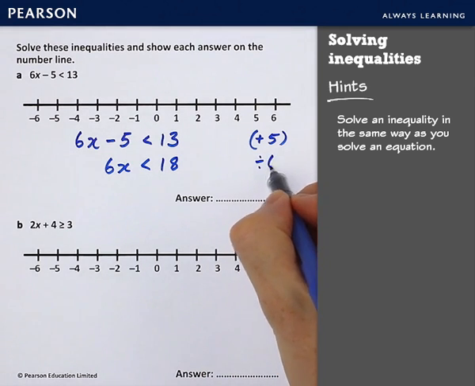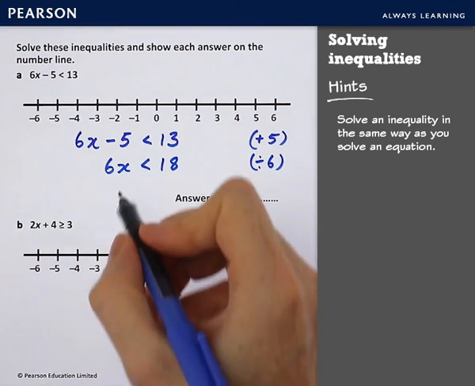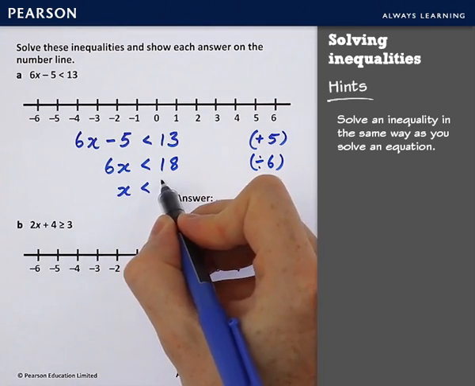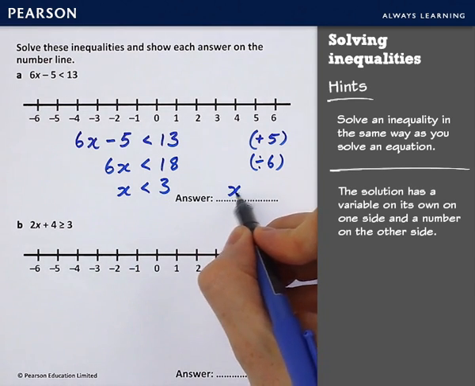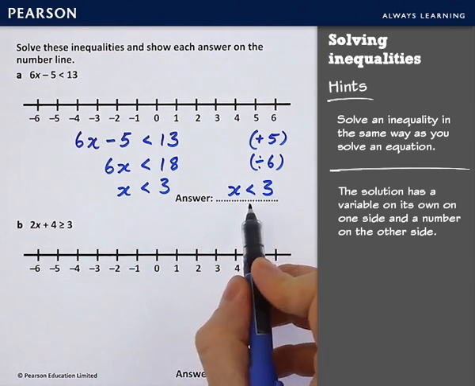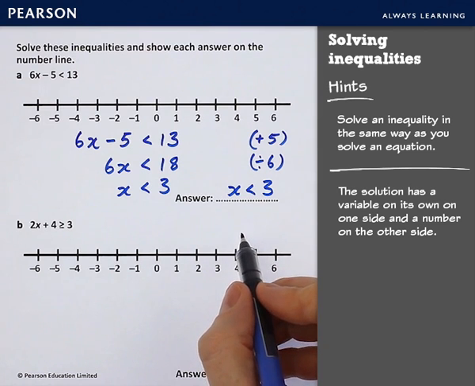Now divide both sides by 6 to get x on its own. The answer is x is less than 3. Write the answer using the inequality sign. Don't use an equals sign.